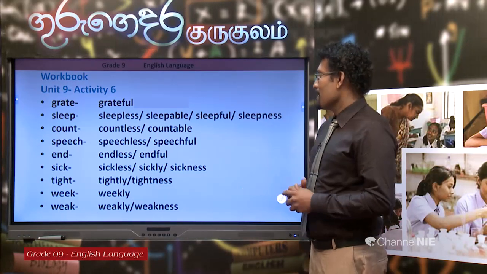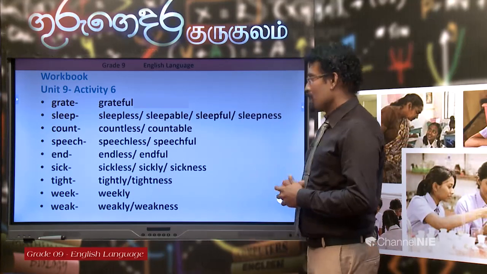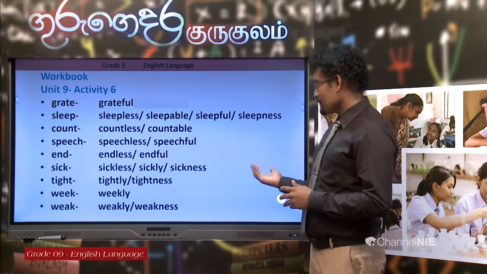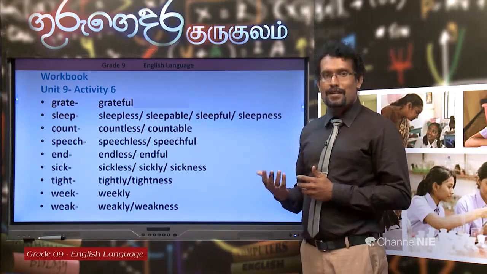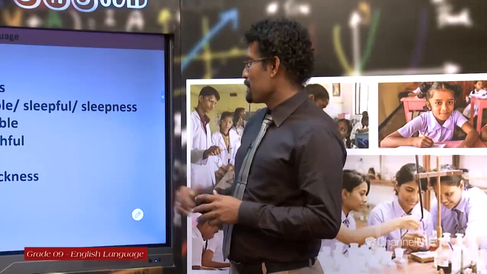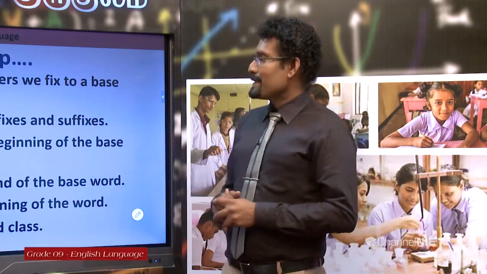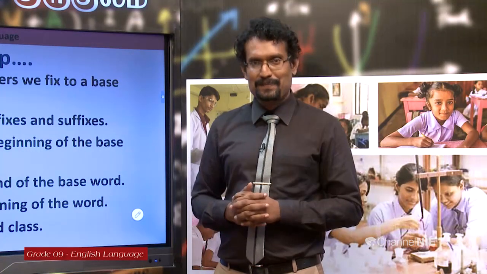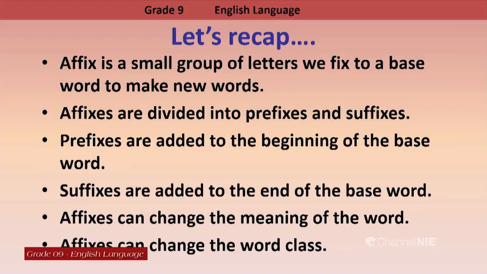So, you can see that we can use prefixes and suffixes to make new words, right? Okay. So, let us recap what we learned today. Affix is a small group of letters we fix to a base word to make new words. We take a base word and we fix a small group of letters to make new words. That is what we did today.